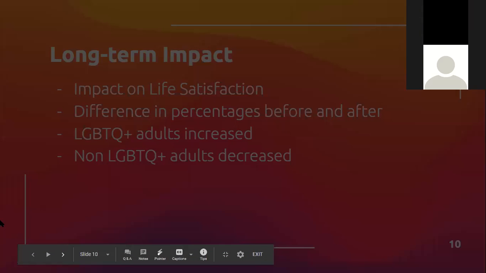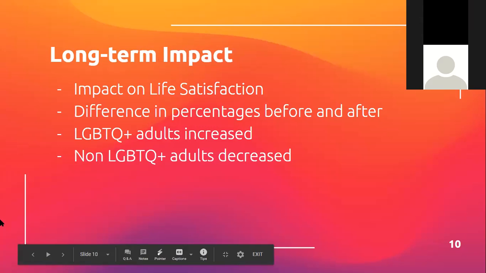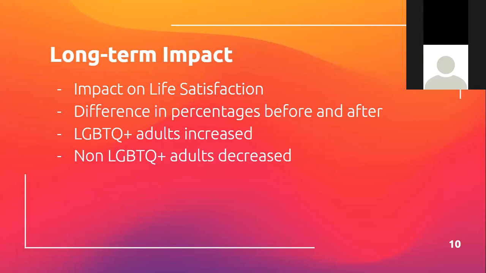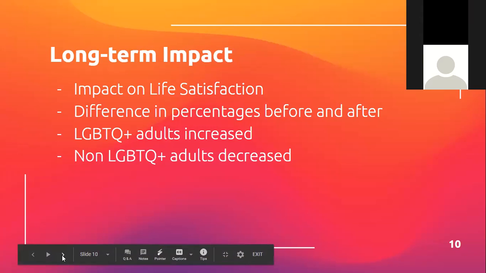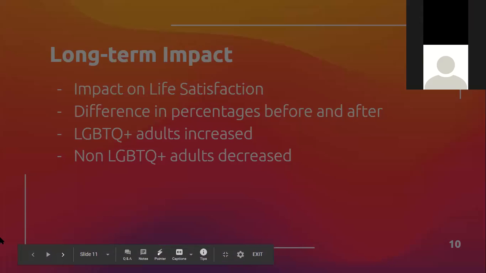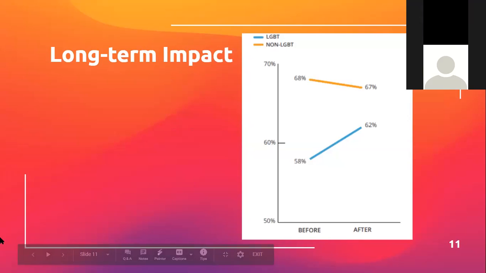The long-term impact was the impact on life satisfaction, and this was measured the same way, using the different percentages before and after the case. So for those who were a part of the LGBTQ plus community, it increased, while for those who were not a part of the LGBTQ plus community, it decreased. And this can be seen in the same way, where the blue line represents those who are a part of the LGBTQ plus community, while the orange line represents those who are not. And as you can see, from before to after, the blue line significantly increased while the orange line decreased.